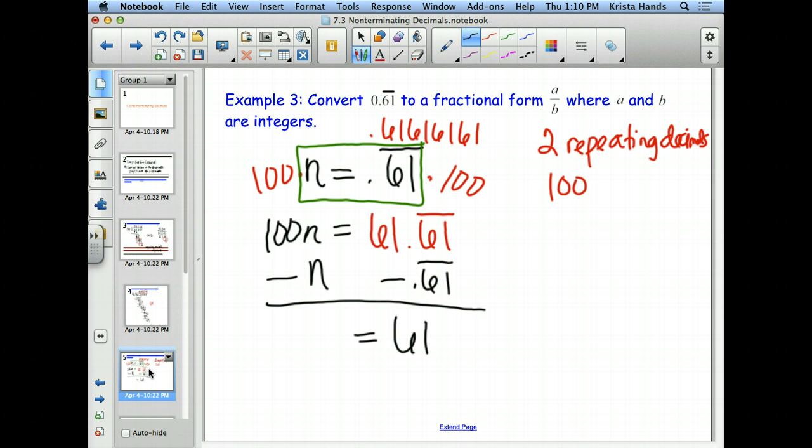And I want the N expression on the left because I can't combine the 0.61 notation and the N notation. They are not like terms. But 100N and N are like terms. Why can't we just cross it out? Well, they are like terms. What's 100N minus N?